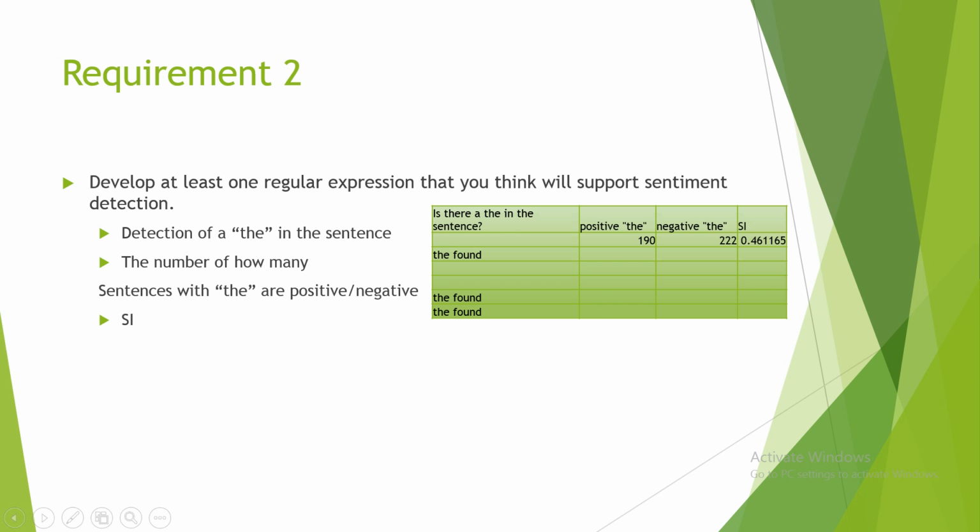For requirement 2, we had to develop at least one regular expression that we think will support sentiment detection. First, we detected how many of the word V are in each sentence. So whether or not there's a V in the sentence, we put V found. Then we calculated how many V's were of positive sentiment and how many V's were of negative sentiment. Then we calculated the SI, which is represented in the formula below. We use this to support the sentiment detection, to determine what exactly each of these sentences means. And we used it by detecting the presence of a V in the sentence.